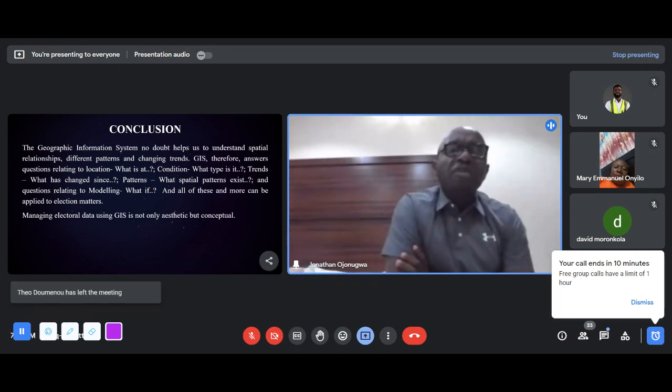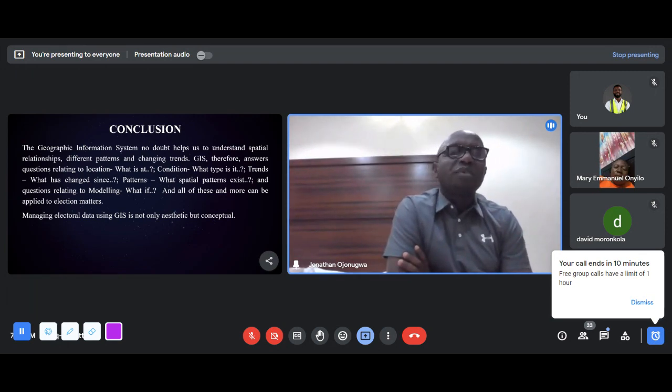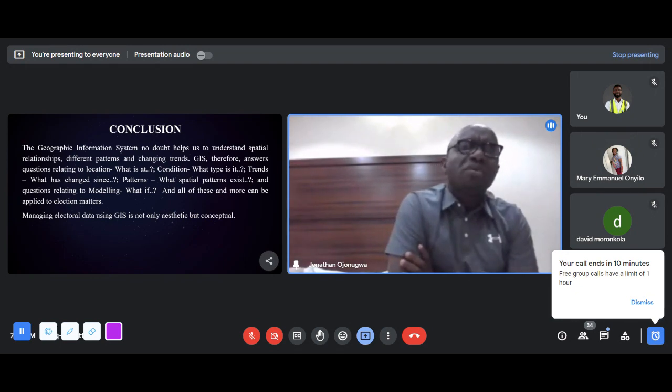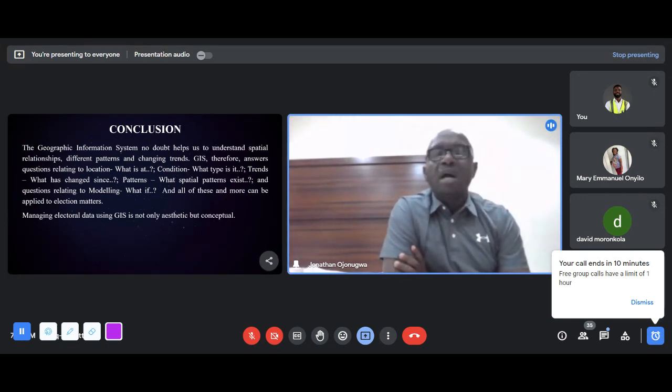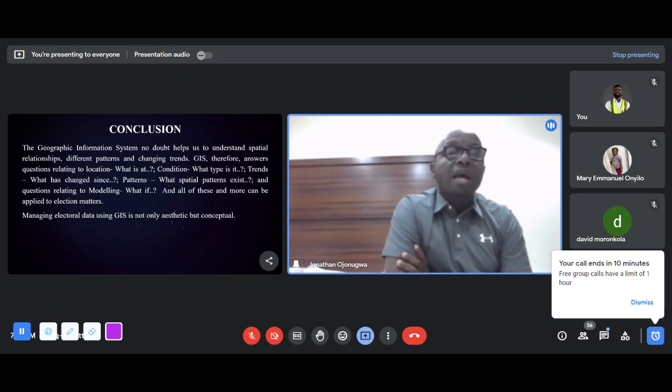Conclusion. The Geographic Information System, no doubt, helps us understand spatial relationships, patterns, and challenging threats. Therefore, it answers questions related to location: what is it? Condition, trends: what has changed? Patterns: what spatial pattern exists? And questions related to modeling: what if? All this and more can be applied to election matters.